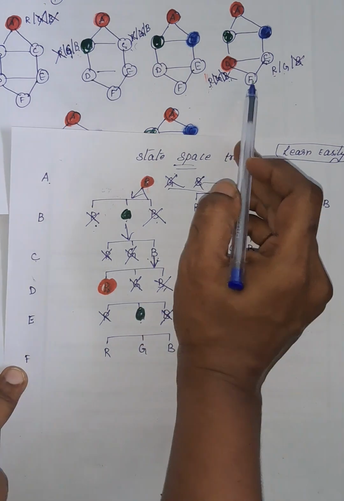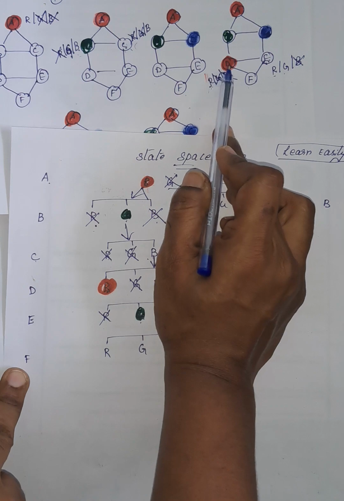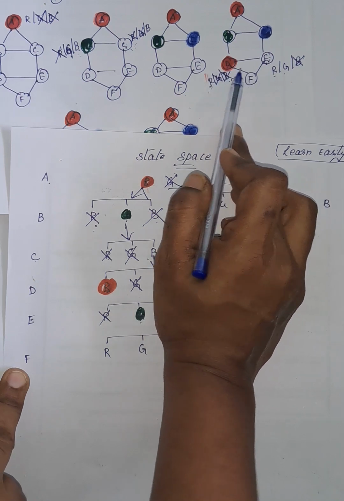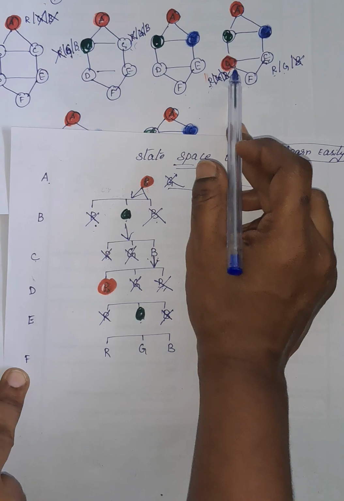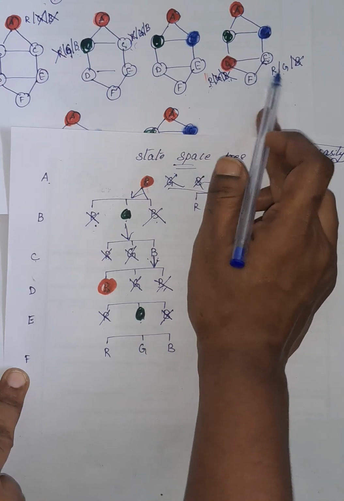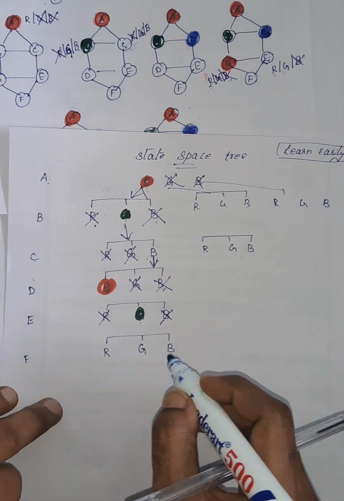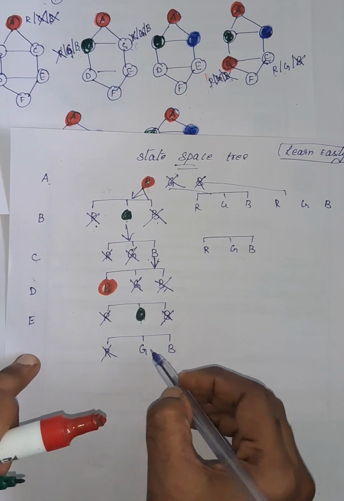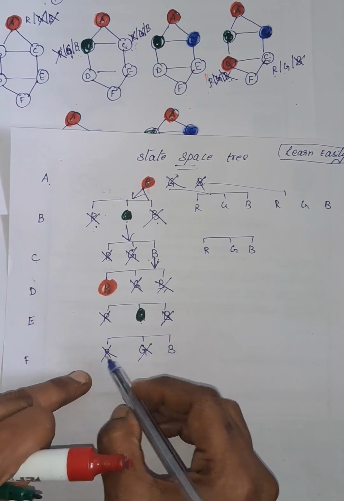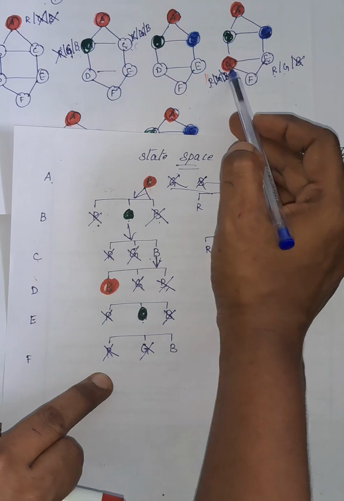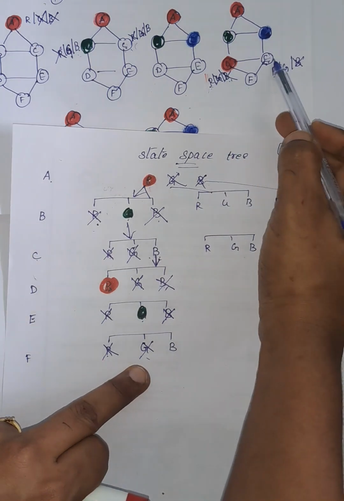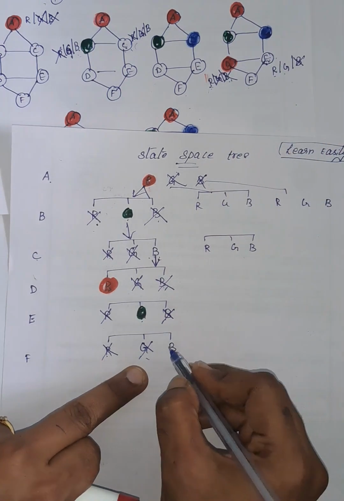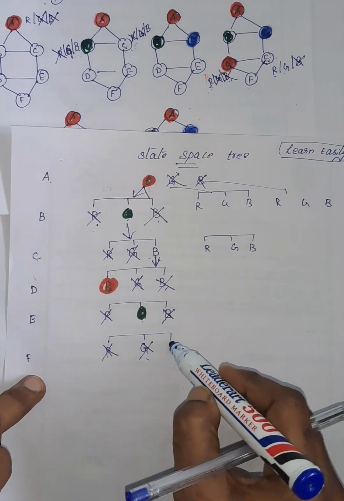So next thing is F. F is connected to D and E. Red and green have already been used. I cannot give red or green, as red is given to D and green is given to E. So the only possibility I have is blue color.